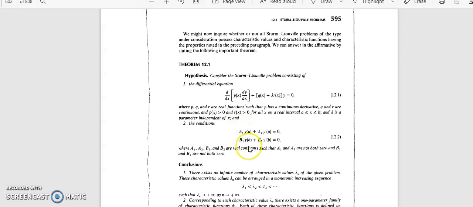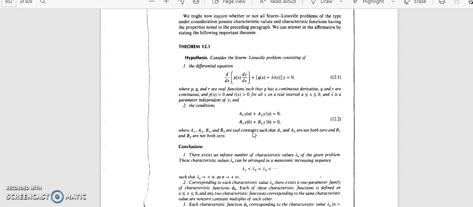And you have two boundary conditions. That is a1 of y at a plus a2 of y dash at a equal to 0, then b1 of y at b plus b2 of y dash at b equal to 0. So this was our Sturm-Liouville problem. And we will look at the three conclusions we obtained from the Sturm-Liouville problem.